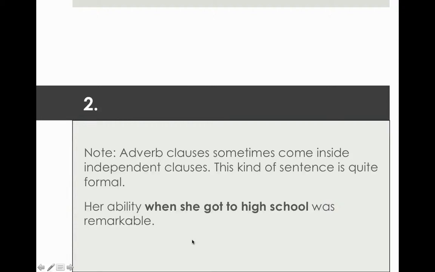It's more likely you would say her ability was remarkable when she got to high school. It's kind of unusual to stick it in the middle of the sentence. This way, you don't have to be able to do this yourself, but you need to understand what is happening in that sentence when you hear it. It means the same thing as, when she got to high school, comma, her ability was remarkable.